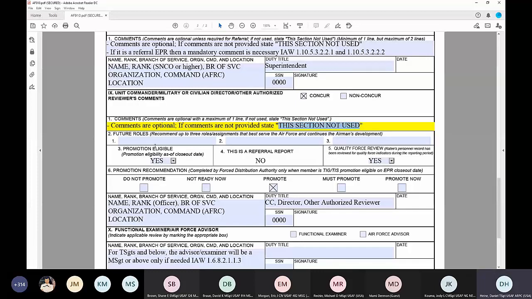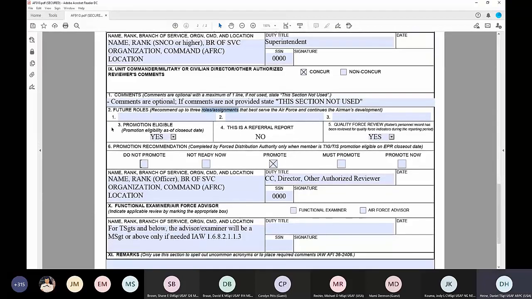Block 2 is the future roles. So these do not have to be filled out. They can be left completely blank. But if they want to recommend the member for a future role, it must be a role or assignment that best serves the Air Force and continues the airman's development. The AFI does not specify what exactly can go in the future role section other than a role or assignment. So you can put just one in here, you can put 2 or 3, as long as it's a role or assignment, it is acceptable in the future roles section.